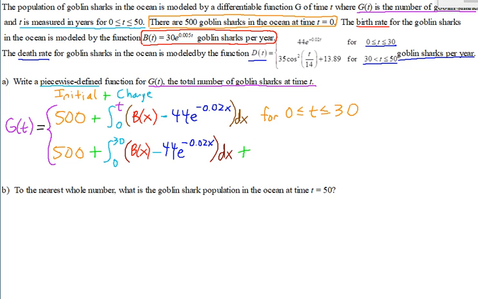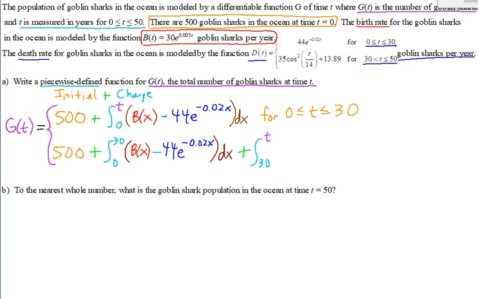This one wouldn't start at 0, though. It would start at 30. That's where this second piece of the d of t function kicks in after you're 30. And the upper limit here would be t, because that way we can find the change in the number of sharks from 30 to, let's say, 35 years, or 30 to 40 years. And we've already accounted for the first 30 years in the first interval.